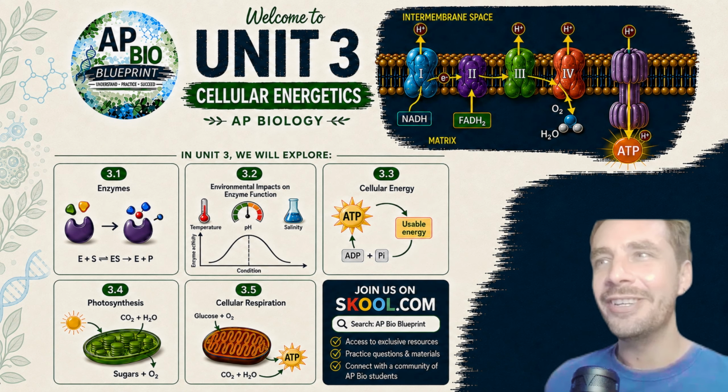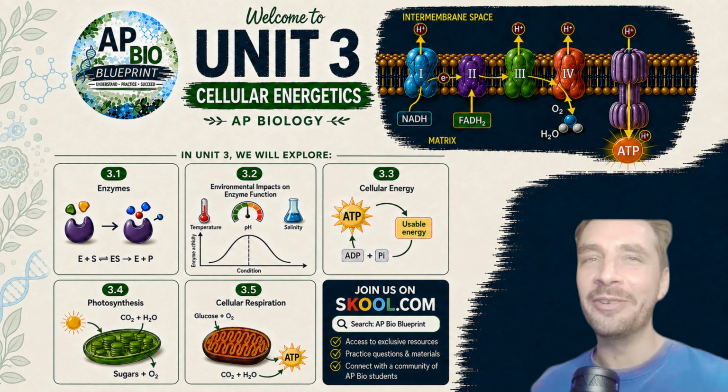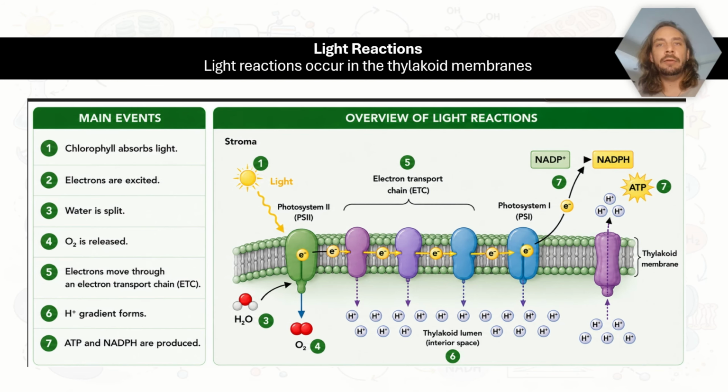Welcome to Unit 3, and in this unit, you'll learn everything you need to know for cellular energetics. Now, an overview for the light reactions. The light reactions happen in the thylakoid membrane.